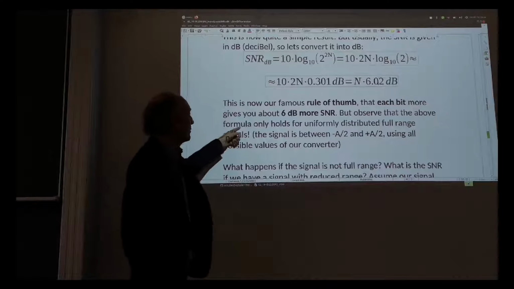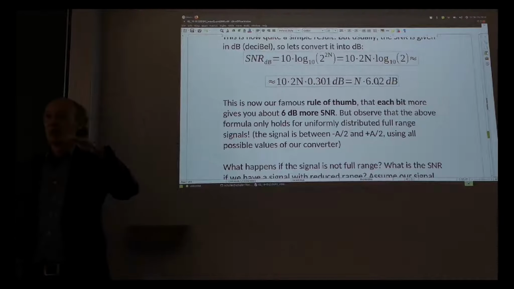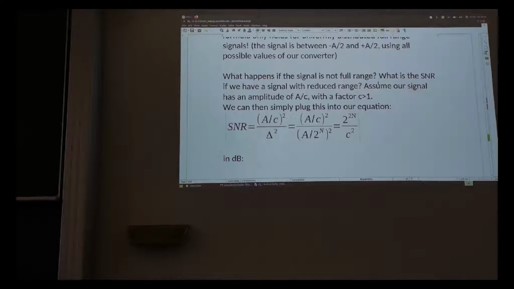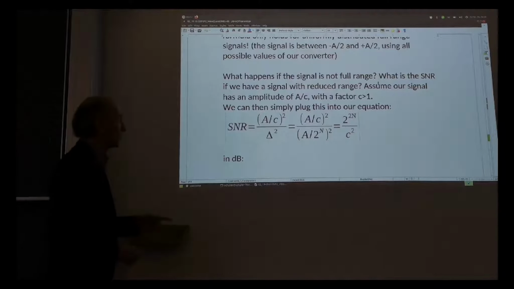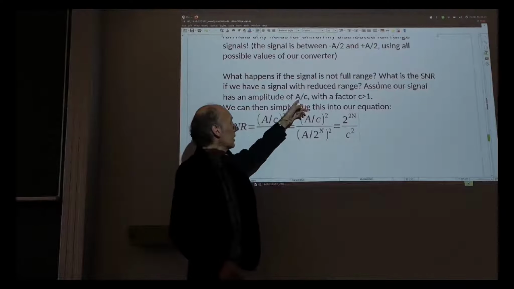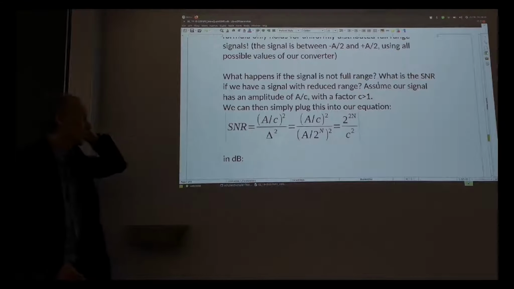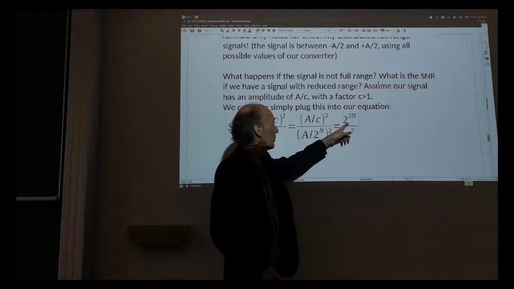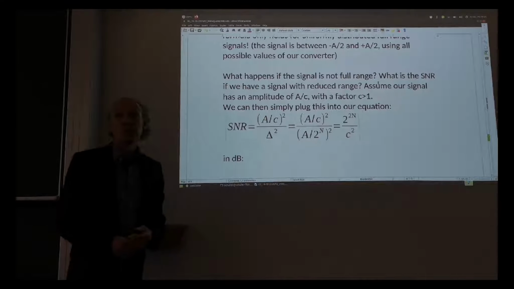Yeah, but here we assume that we really use the full range of our quantizer, and often you want to avoid overloading your quantizer, and that's why you reduce the range. Basically stay away from the boundaries of the A to D conversion. So the signal usually is actually not full range. So what happens in this case? Assume we have a reduced amplitude, A divided by C, and C is some factor larger than 1. And this is our new SNR, and you can see here we get our old SNR divided by C squared.